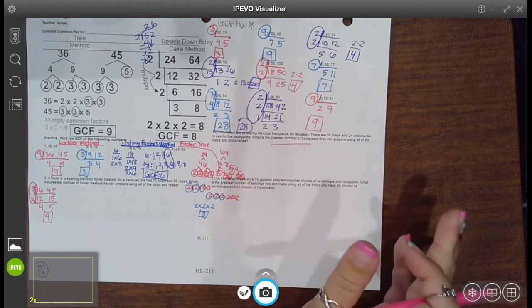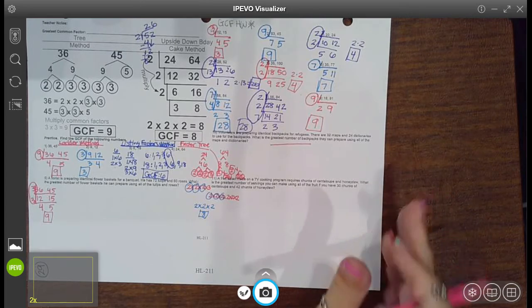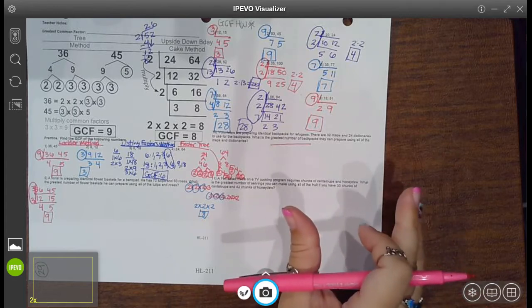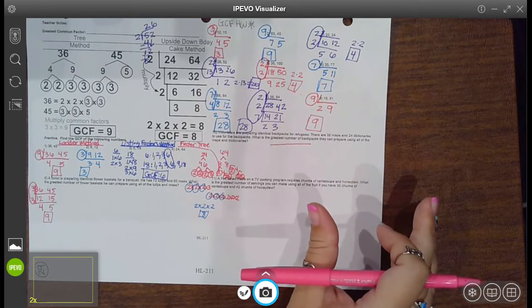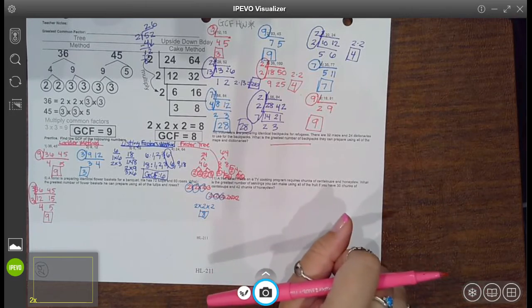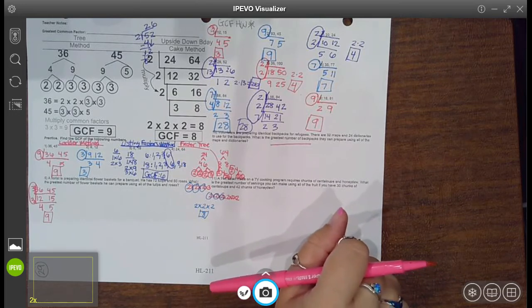So, these are expensive, right? Maps, dictionaries, they're not free. I don't want to waste any. So I don't want any of them to go to waste, but I want the greatest possible number of backpacks to be used, and have an equal amount in each one, because we want everything to be equal and fair. This is where you do a GCF problem.